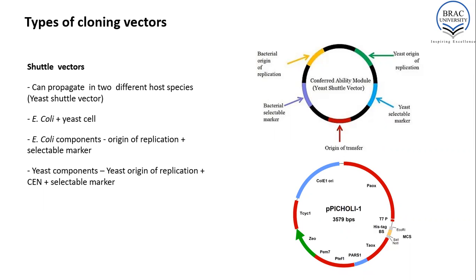Normally, in the diagram, you can see a shuttle vector of an E. coli and yeast cell. For E. coli, it has the origin of replication of bacteria plus a selectable marker, which will be used to detect the vector in a bacteria. On the other hand, it also has yeast components like a yeast origin of replication and a centromere and a selectable marker, which can be detected or selected in yeast organisms.